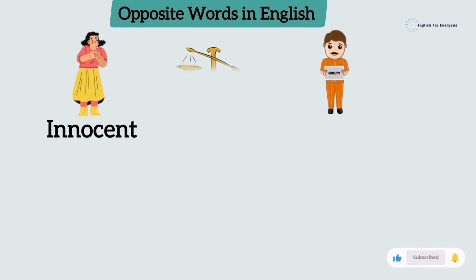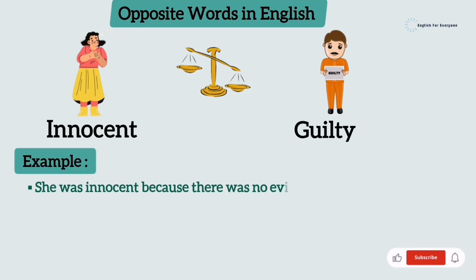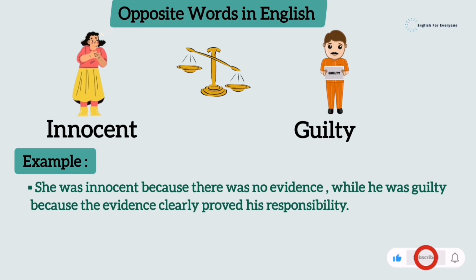Innocent, guilty. She was innocent because there was no evidence, while he was guilty because the evidence clearly proved his responsibility.